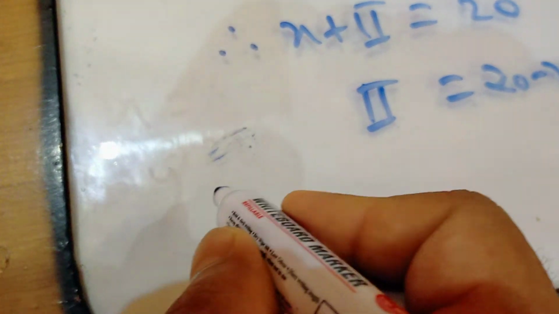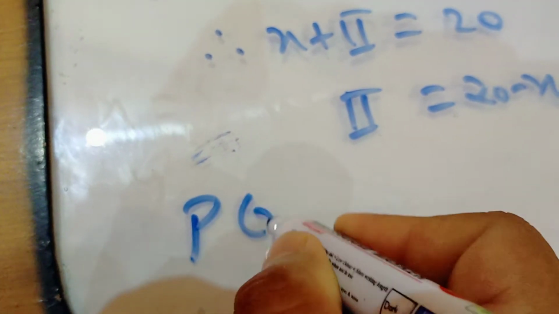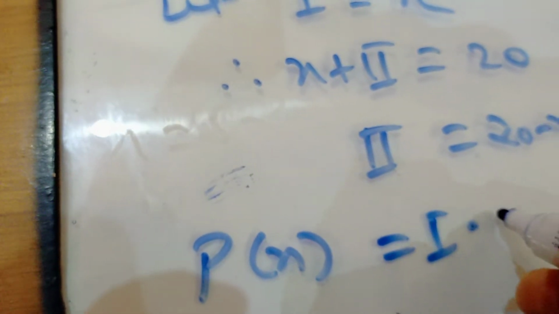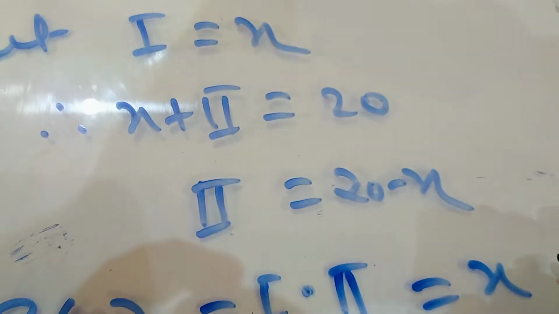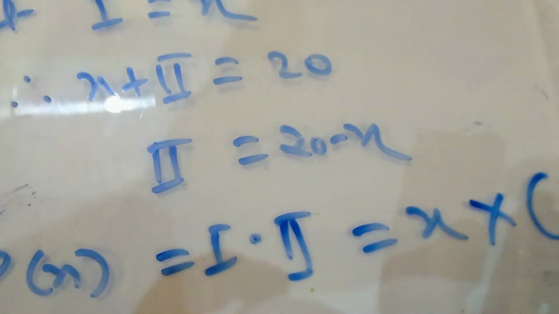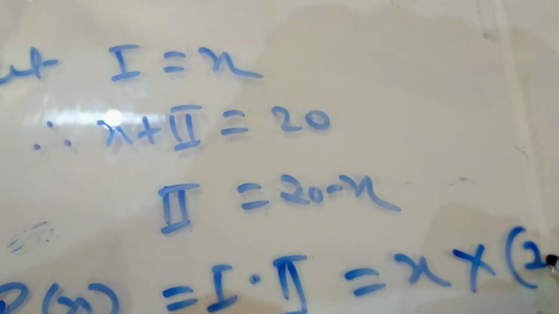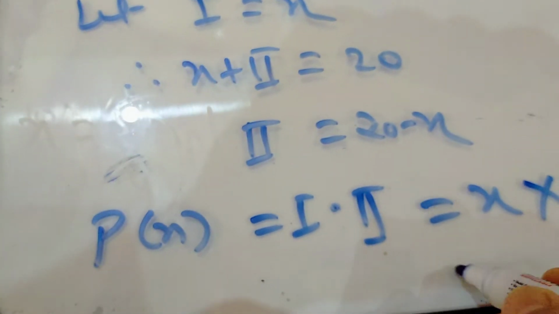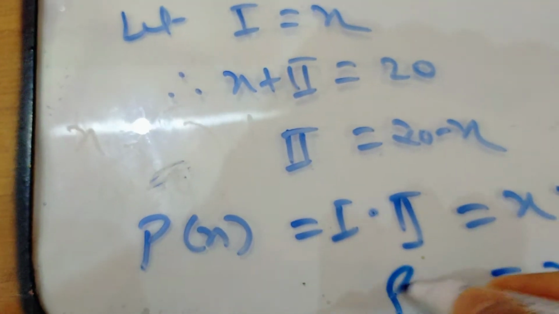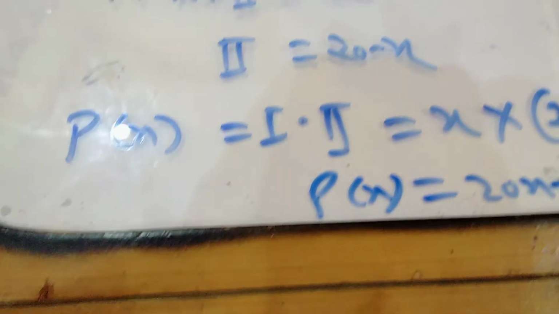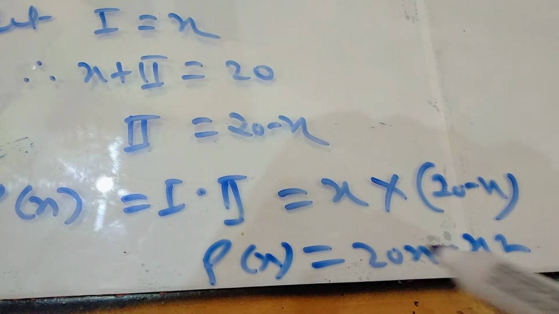Now I want to write the product function. Product function is first value into second value. First value, you have assumed, is x, multiplied by the second, which is 20 minus x. So it will give the result 20x minus x square. So this is the function that we are going to differentiate.